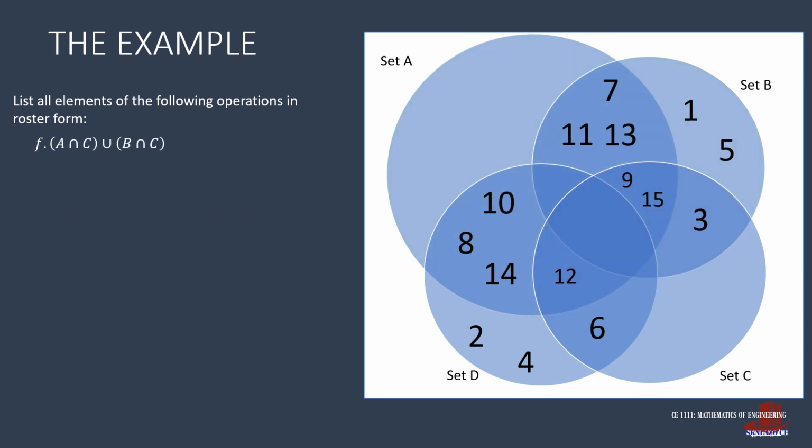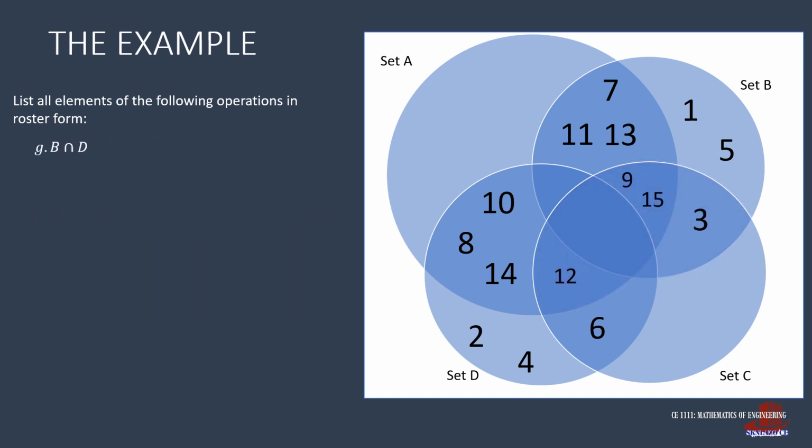Task F asks for the union of the intersection of sets A and C with the intersection of sets B and C. The intersection of A and C gives elements 9, 12, and 15. Then the intersection of B and C has 3, 9, and 15. Taking the union of these two intersections gives mostly the multiples of 3 except 6, as 6 is not a part of set A.